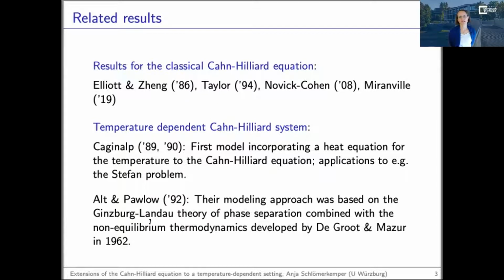Then there's also some work on the temperature-dependent case for the Cahn-Hilliard system. Cahn and Hilliard in 1989 and 1990 first derived models where they coupled the Cahn-Hilliard equation and the heat equation for the temperature. Here they studied several applications, and there has also been numerics on this, so there's quite some literature. Alt and Pawlow in 1992 had a different approach, using the Ginzburg-Landau theory of phase separation, and they combined this with a thermodynamic theory for non-equilibrium situations.